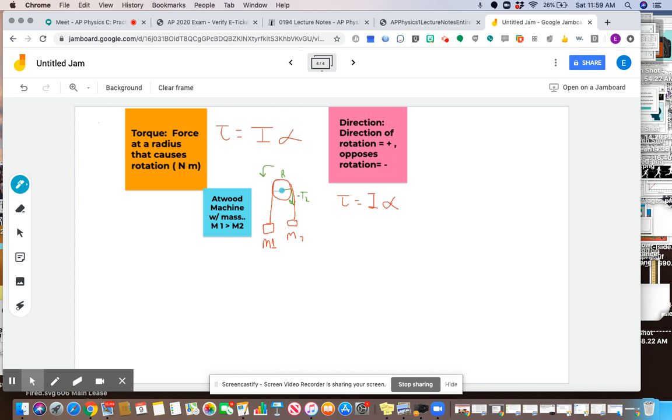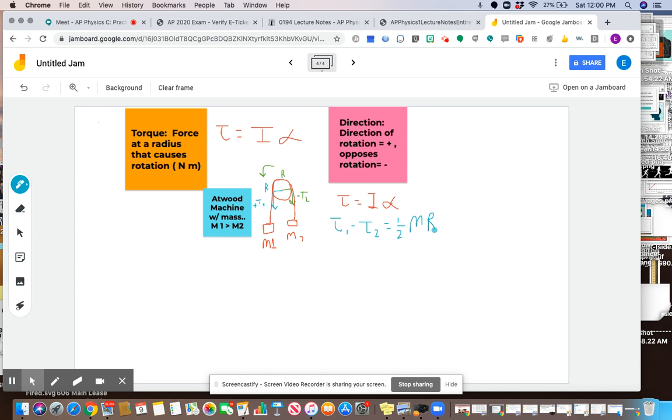Mass 1 is going to cause that rotation in the counterclockwise direction. So T1 is going to be positive. And that occurs at a radius r. So the torque due to tension 1 will be positive. The torque due to tension 2 will be negative. So the net torque would be tau 1 minus tau 2 equals I alpha. The moment of inertia of a disk or a pulley is 1/2 mr squared.